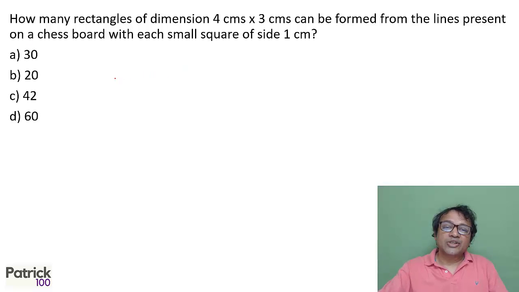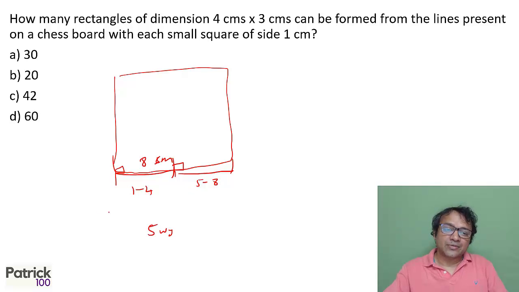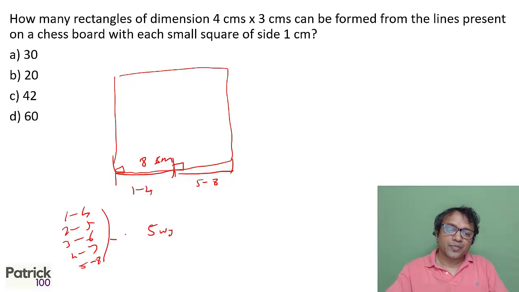How many rectangles of dimension 4 and 3 are formed from the lines of a chessboard? There are 8 squares on this side. Let's say I want to cover 4 squares. I can cover 1 to 4, up to 5 to 8. So 5 ways you can do it. It can be 1 to 4, 2 to 5, 3 to 6, 4 to 7 or 5 to 8.